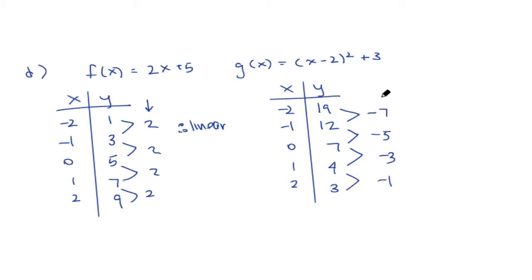So the first differences are not equal. So let's try and find the second differences. We get -5 minus -7, -3 minus -5, and -1 minus -3. And so they're all equal to 2, so we see that the second differences are equal, therefore this is quadratic.